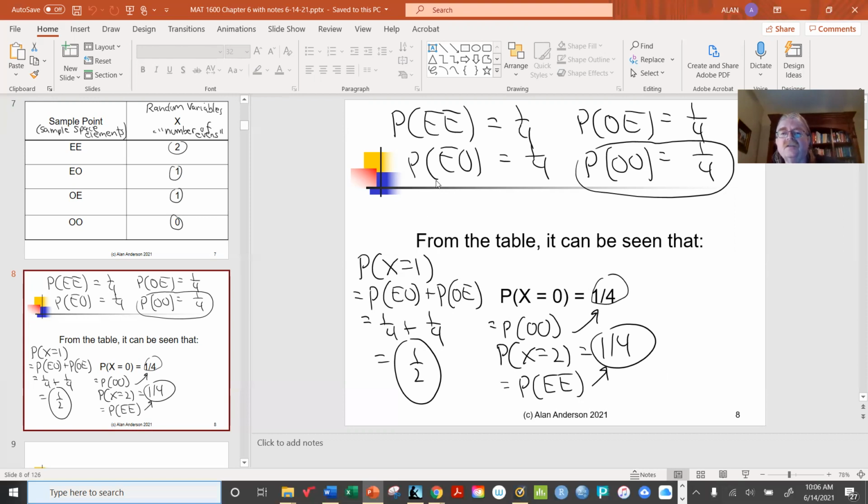1 is a little trickier because there's 2 ways we can get a 1, either from getting EO or OE. Since each one has a probability of 1/4, the total probability that X equals 1 is 1/2. And then for 2, of course, that's the same thing as getting EE, and that probability is 1/4.